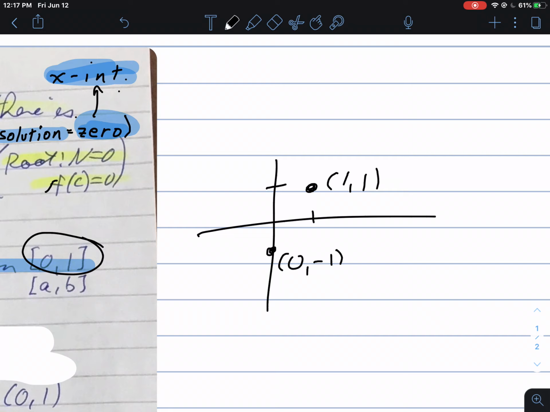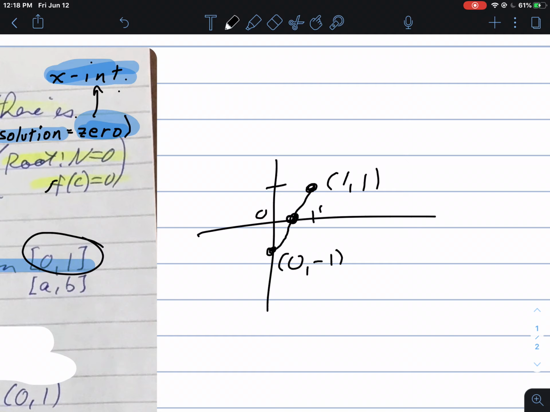And we also said that that function is continuous on this interval, which means if I'm going to draw the graph of this function between those 2 points, at some point what has to happen? At some point, I have to cross the x-axis, which means at some point there's an x-intercept, which means at some point there's a 0, which means at some point there's a root to that function between 0 and 1. That's why the continuity is so important, right?